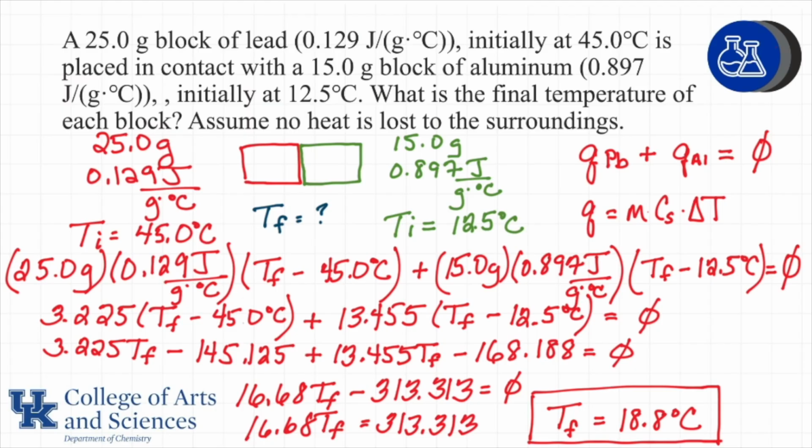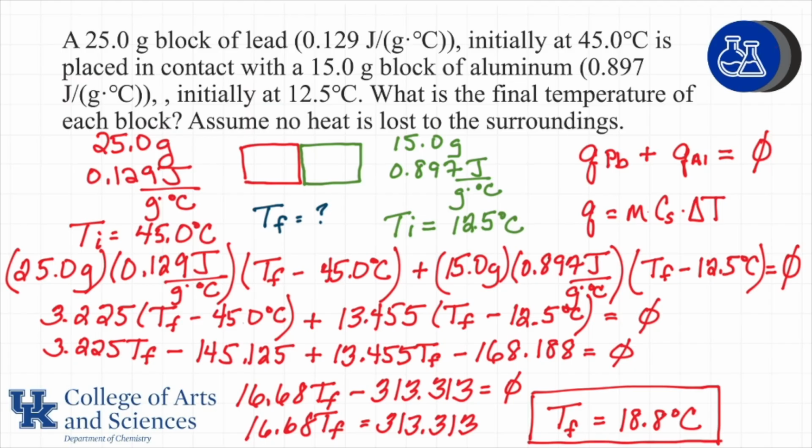And this answer is a reasonable answer. What we see is that we have one object start at 45, the other start at 12.5. The final temperature had to be somewhere between those two values. It could never be greater than 45 or less than 12.5 because we made the assumption that no heat was lost to the surroundings.